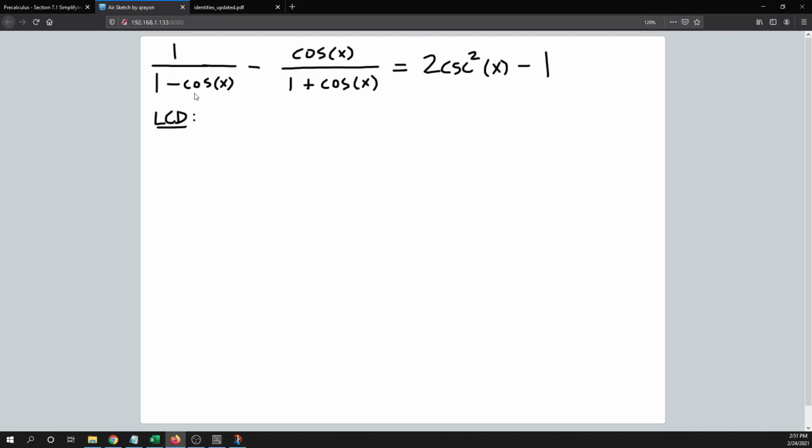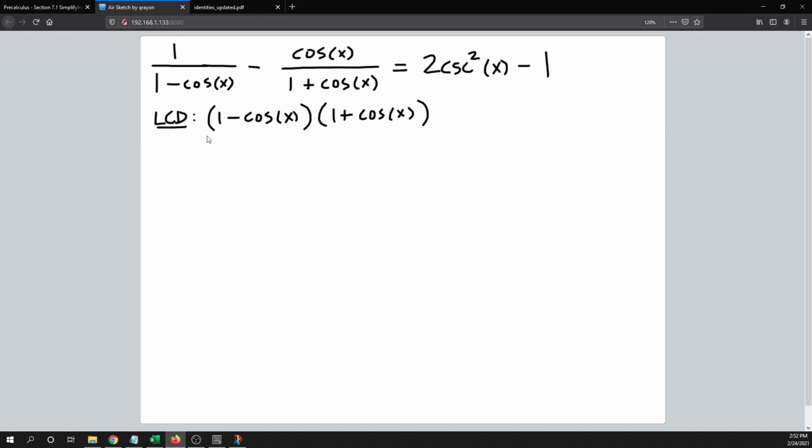Here the only factor is 1 minus cosine x, and here the only factor is 1 plus cosine x. While those do look similar, they aren't exactly the same, right? And so therefore the common denominator, or the least common denominator, is just going to be the product of these two. It's going to be 1 minus cosine x times 1 plus cosine x. All right, so that's what the least common denominator is going to be.